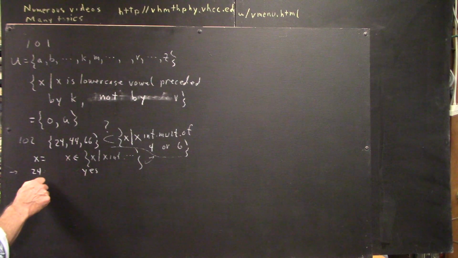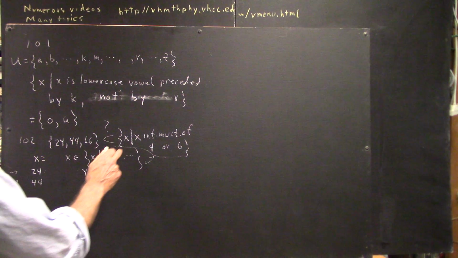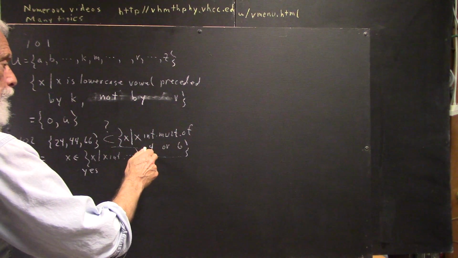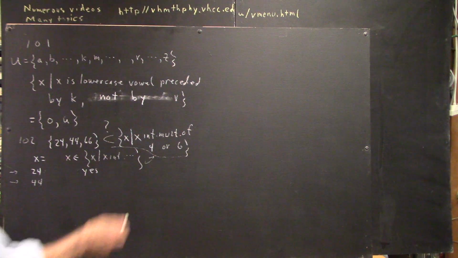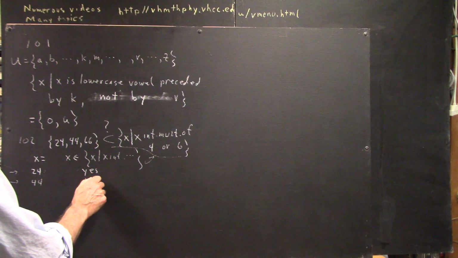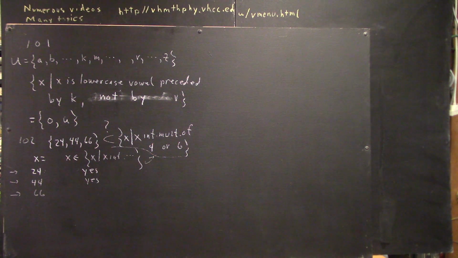If x equals 44, okay, is 44 in this set? Well, if I replace x by 44, is 44 an integer multiple of 4? Well, yeah, and we can stop there. We don't care if it's an integer multiple of 6. It only has to be 1, but it could be both, as in this case. So yes. And then we test 66. I think it was 64. And I take it back, it was 46. Okay, we're going to test 66.